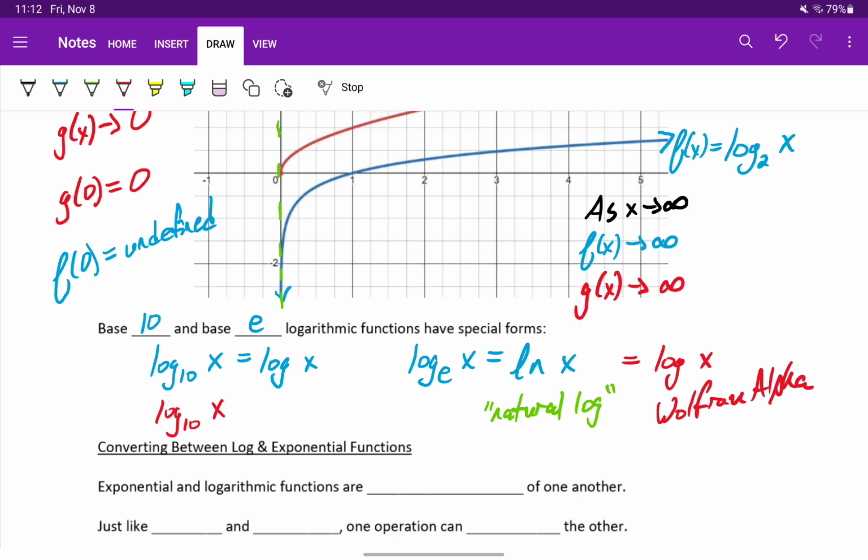But otherwise, if we're looking at something out of our textbook or a homework problem, that log with no subscript would be assumed to be the same thing as log base 10.